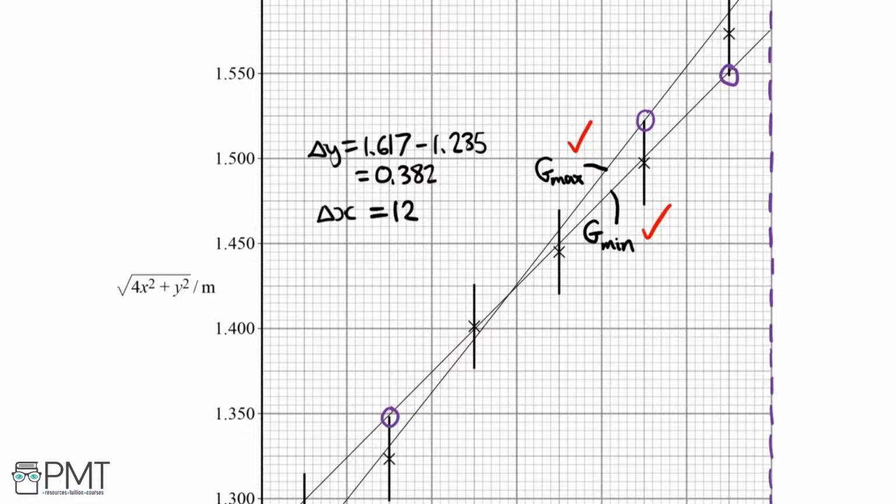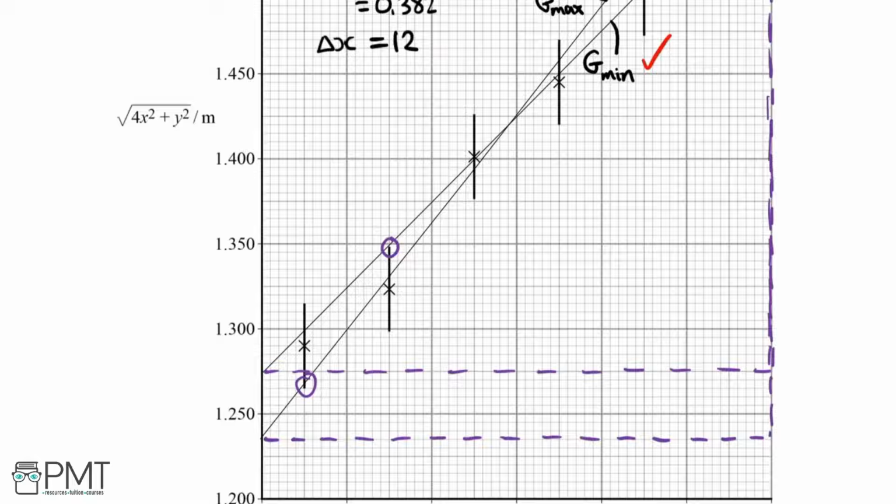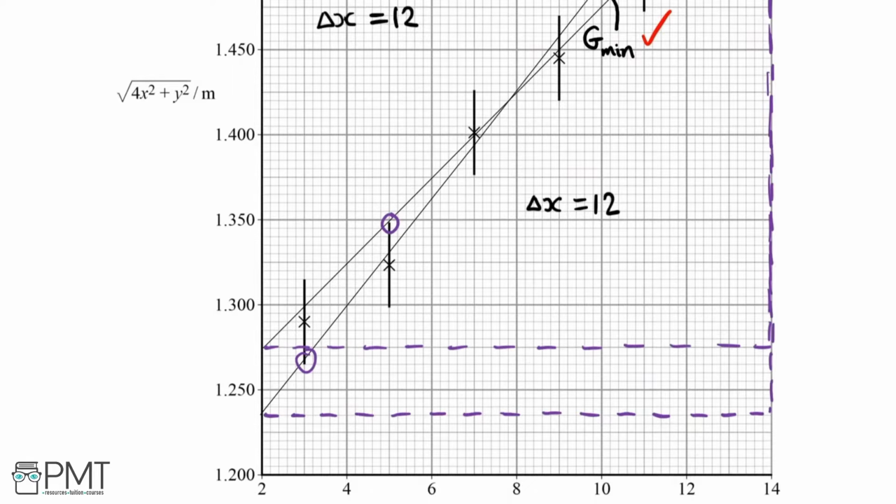If we then draw another triangle for Gmin, it's going to overlap with our original triangle, but that doesn't matter too much. We can still find a suitable gradient. Now again, our change in x is going to be 12 because that's just the width of the graph, but our change in the y value is a bit easier to work out this time.